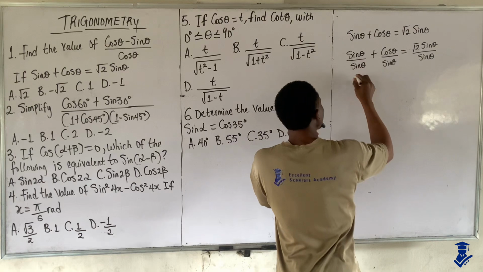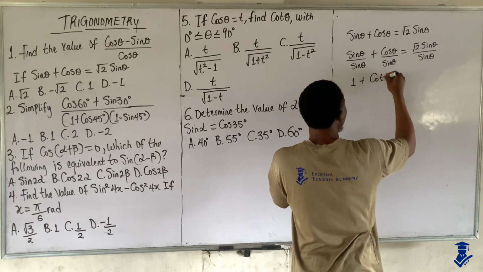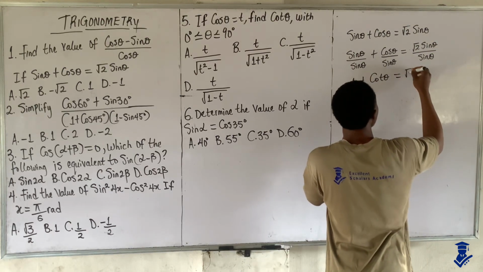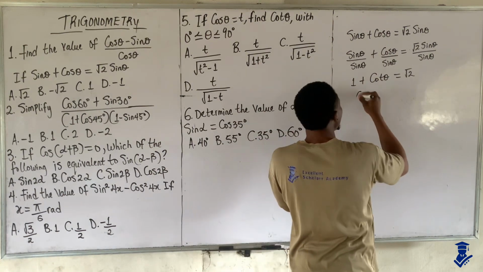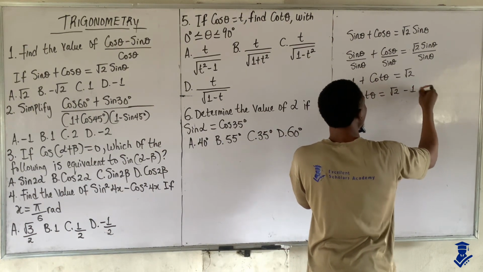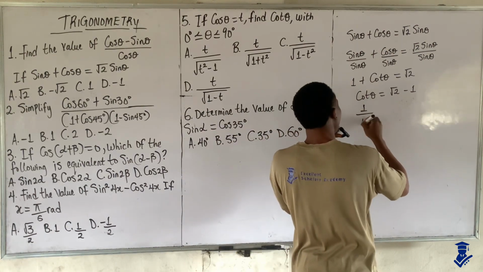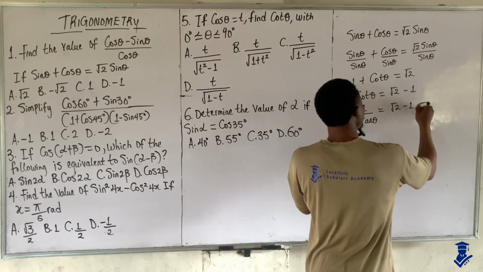So sin theta over sin theta gives us 1, plus cos theta over sin theta, of course, gives us cot theta. Now sin theta takes away sin theta, we're left with root 2. Now take 1 to this side, it becomes cot theta is equal to root 2 minus 1. And cot theta itself is 1 over tan theta, so 1 over tan theta is equal to root 2 minus 1.